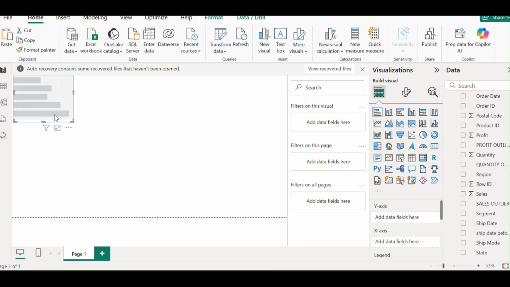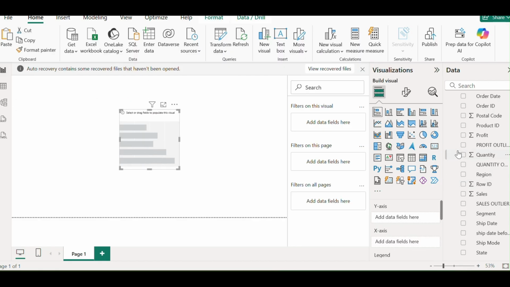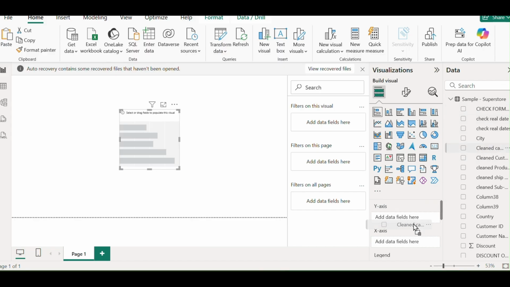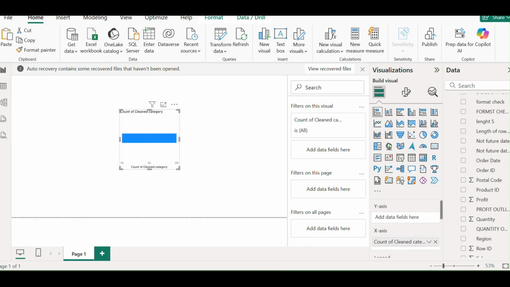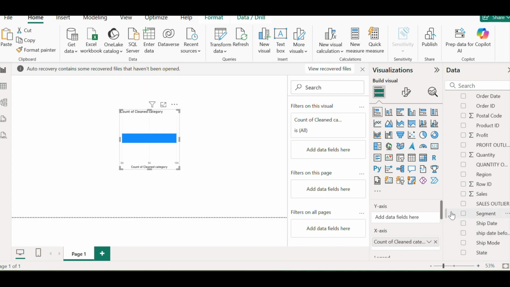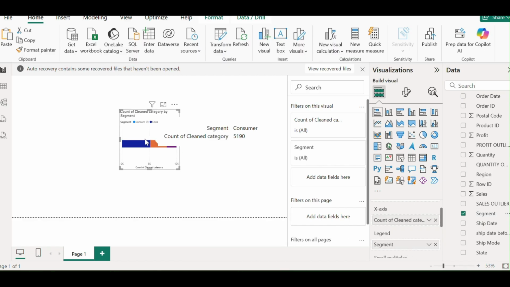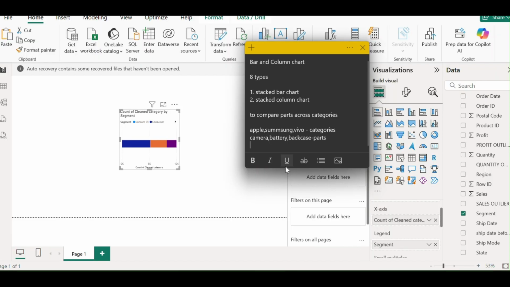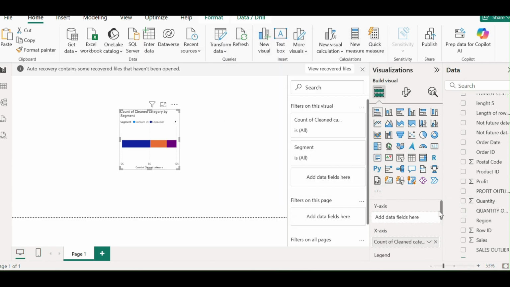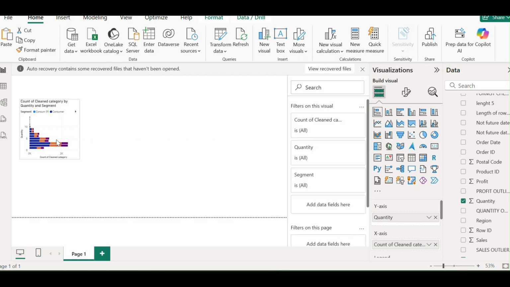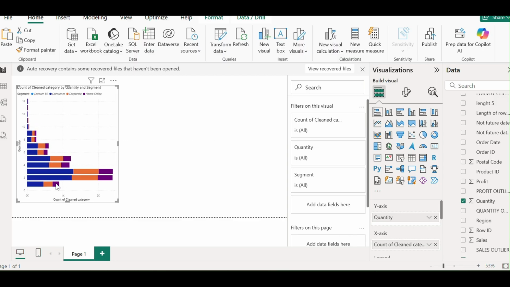See, I am taking one stacked bar chart. So I am taking category in x-axis, comparing camera to each one. So segments in legend. And what? Values. So what is considered as values? Sales, quantity. Those are values. So I'm taking quantity in y-axis, right?